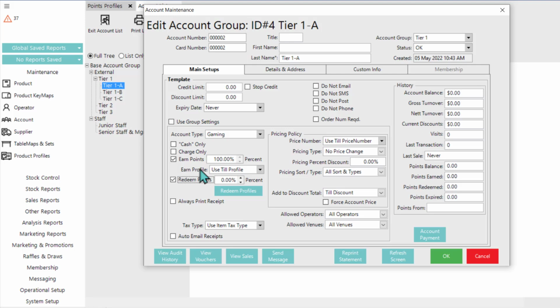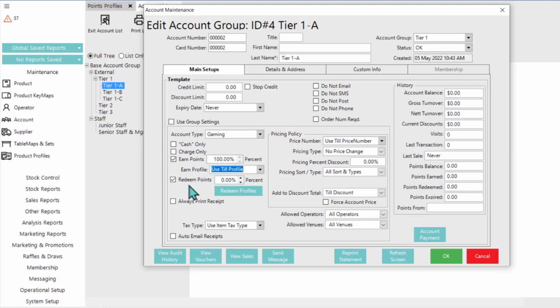Another way to look at that is that if we set this to anything other than Use Till Profile, we will be overriding a till's earn points profile setting and defining one that will always be used for the accounts in this group in this example. But I will just leave this as is, and we will set our earn profile at the till level. But just so you're aware, we can override the earn profile here.